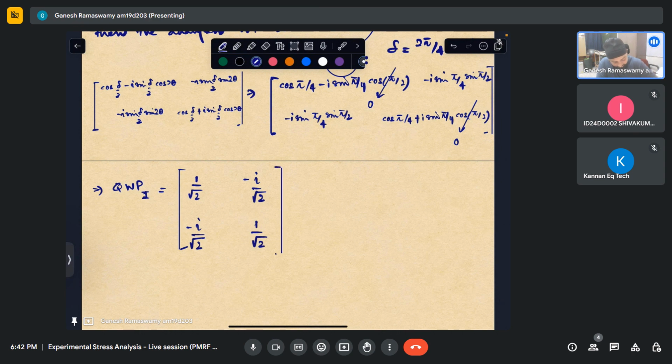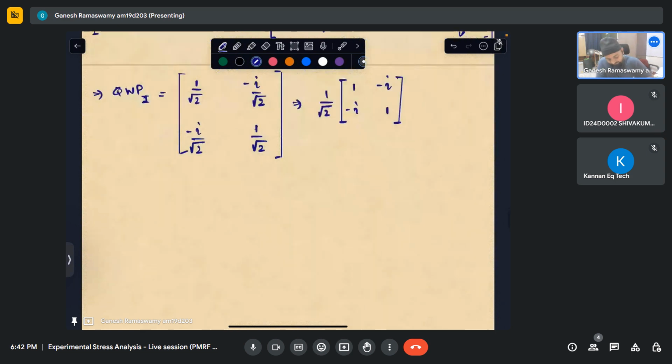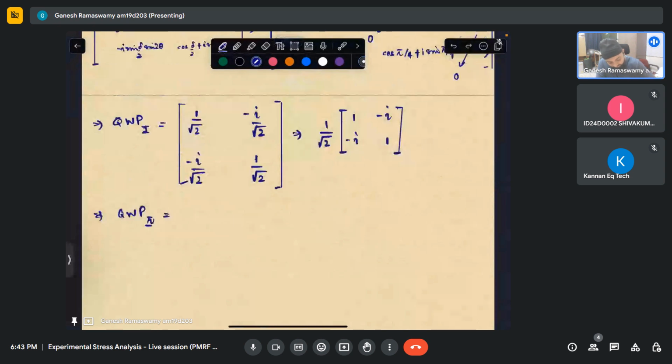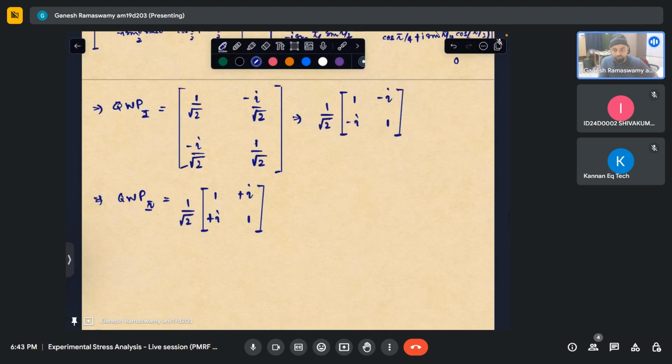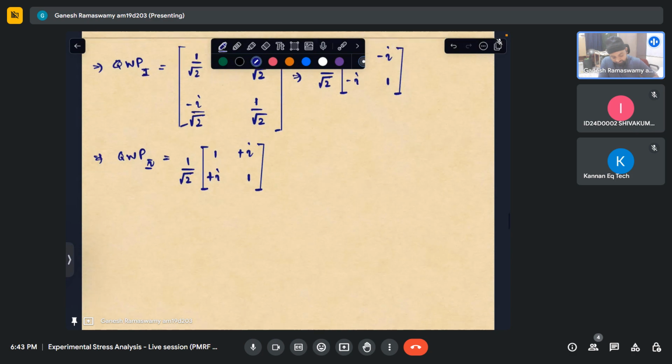So I have a neat expression for the quarter wave plate here. It is 1 by root 2, 1 minus i and 1. So this is for quarter wave plate 1. Similarly, for quarter wave plate 2, you can plug in and see it will be just this expression except that it is at 135, so it will be plus. That will just be positive. So far so good. We have got the expression for both the quarter wave plates.